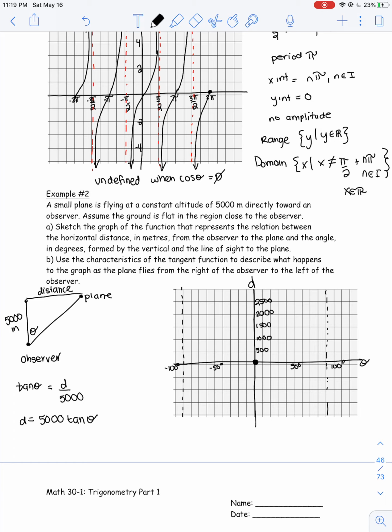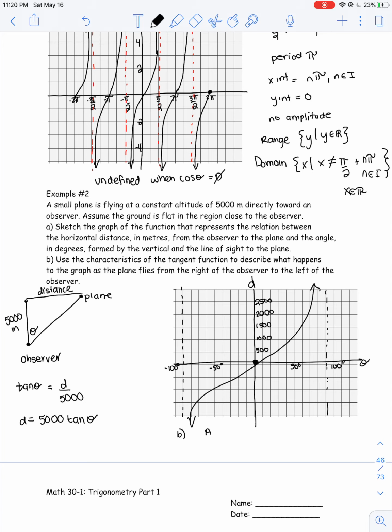So when we draw this, if you were to actually put this into your calculator, 5,000 tan theta, we're going to have a graph that looks like this. Arrows on the bottom because it keeps going in those directions, right? So sketch the graph, and we're showing the horizontal distance in meters from the observer and the angle in degrees formed by the vertical and the line of sight in the plane. Use the characteristics of the tangent function to describe what happens to the graph as it flies to the right of the observer.